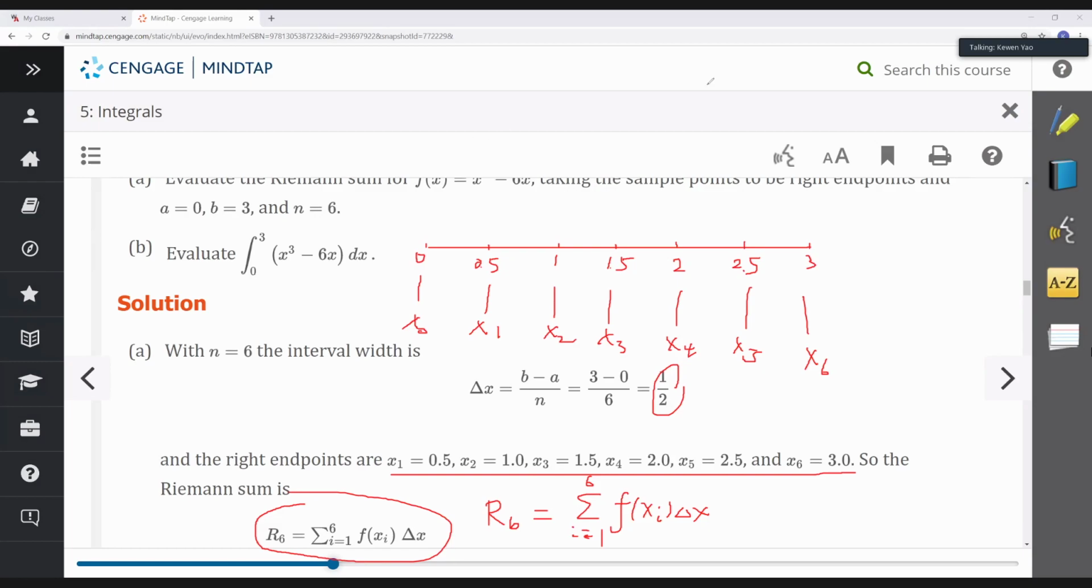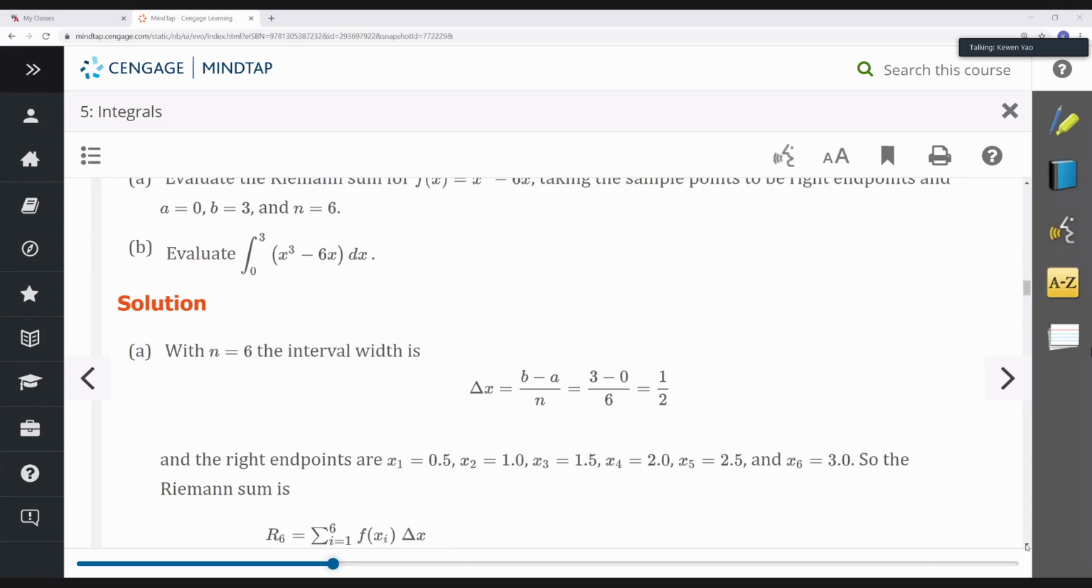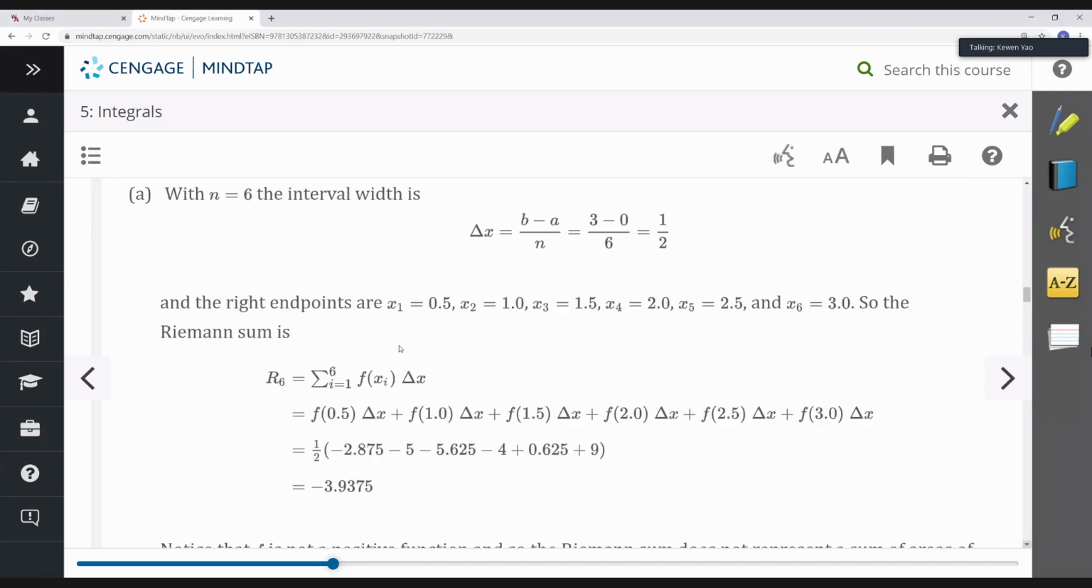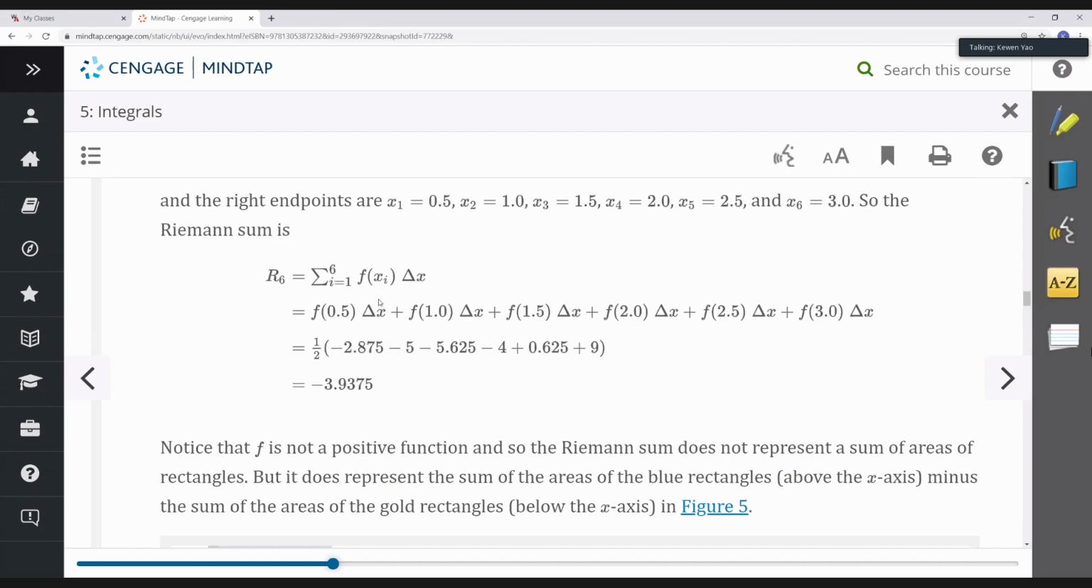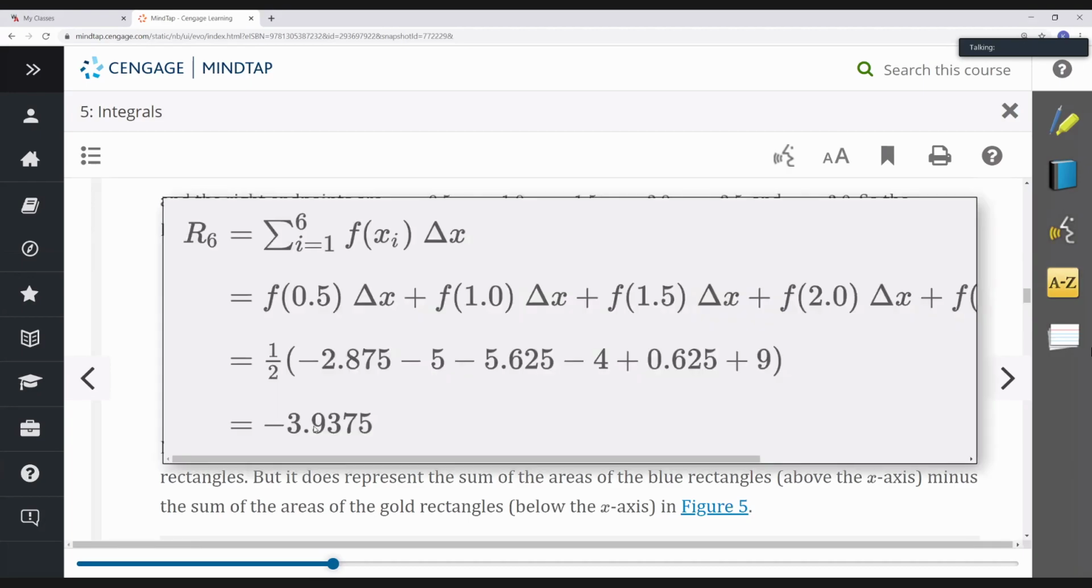So let's take a look at the textbook. Now it's easy to evaluate. Put these numbers inside: f(x1) will be f(0.5), times delta x, plus f(x2) will be f(1), f(x3) f(1.5). You have 1, 2, 3, 4, 5, 6, so you have 6 terms. Now put these numbers inside the function to evaluate, and delta x is 1/2, you can put it outside. So the answer is this: R6 is given by negative 3.9375.